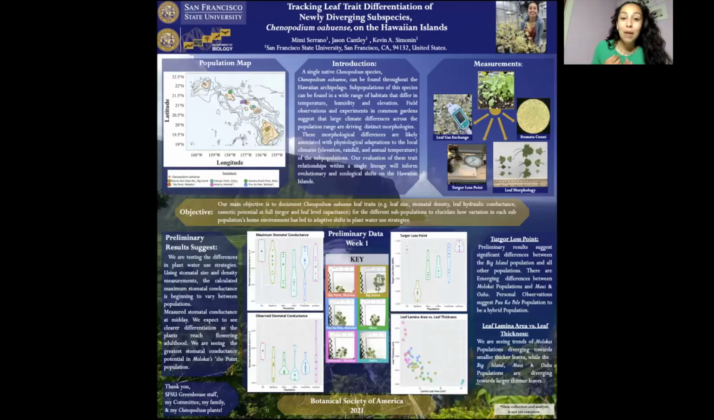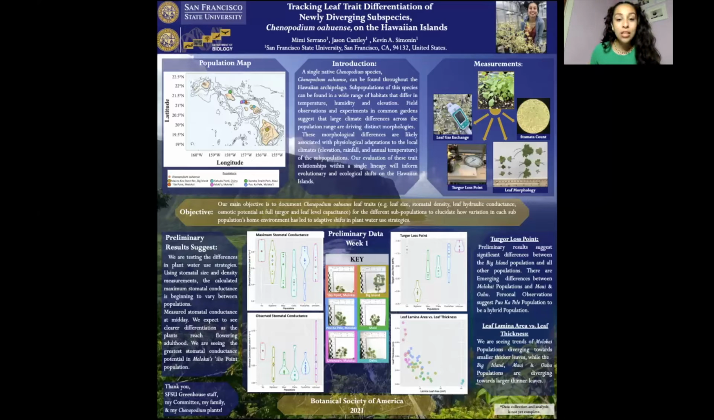My name is Mimi. I'm a master's student in Dr. Kevin Simonin's Environmental Plant Physiology Lab at San Francisco State University. This poster is all about my project, tracking leaf trait differentiation of the newly diverging subspecies Chenopodium oahuensis on the Hawaiian Islands. If you look to the left, we have a map of all of my different populations.